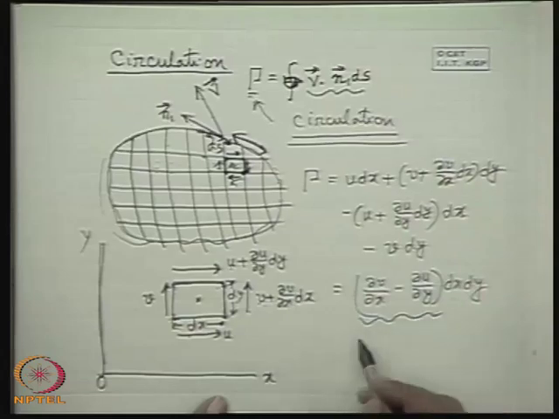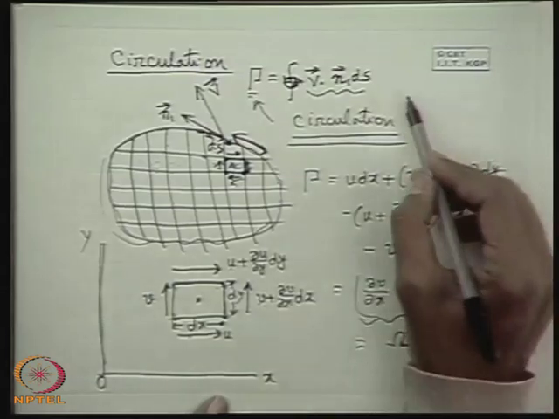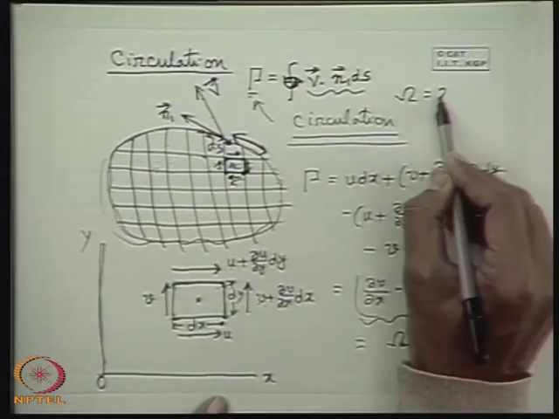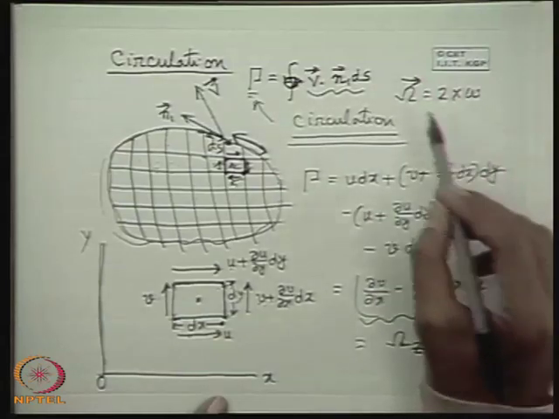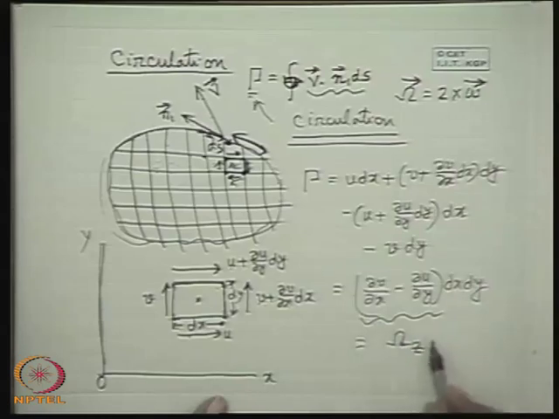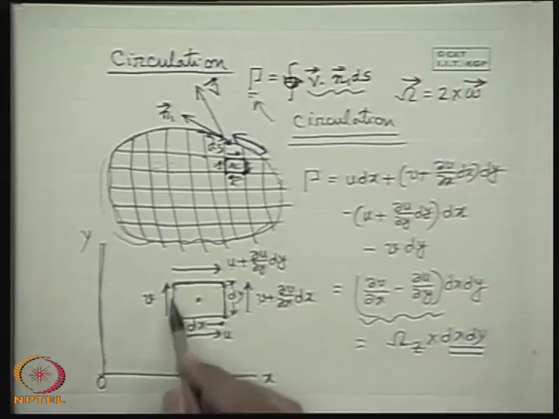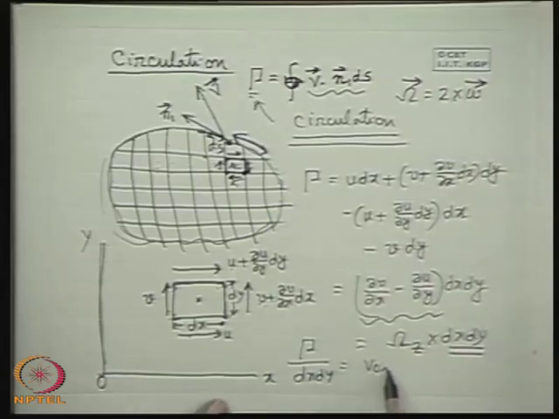But this is twice the rotation, and this is the vorticity about the z axis. We earlier defined vorticity as 2 times the rotation vector. If you represent vorticity as a vector, then it is 2 times the rotation vector. So this is the vorticity, so vorticity times dx dy. What is dx dy? Dx dy is the area of this contour. So we can say that circulation divided by this area is the vorticity.